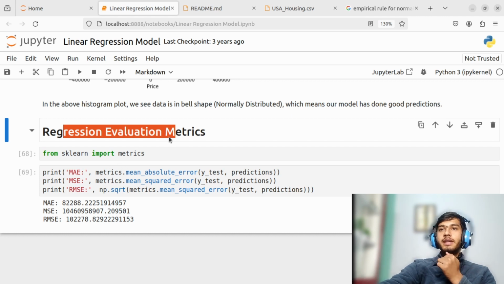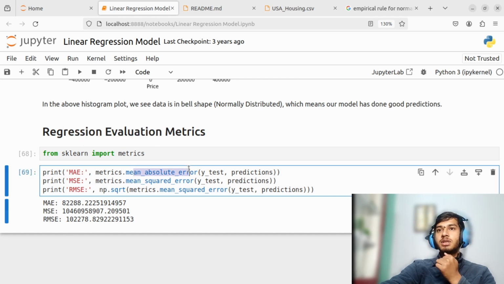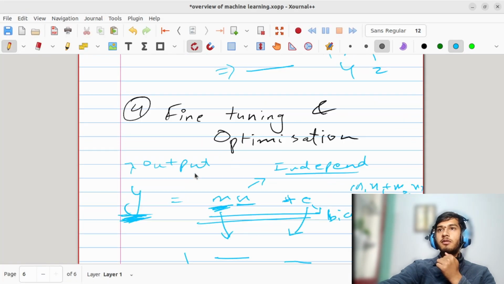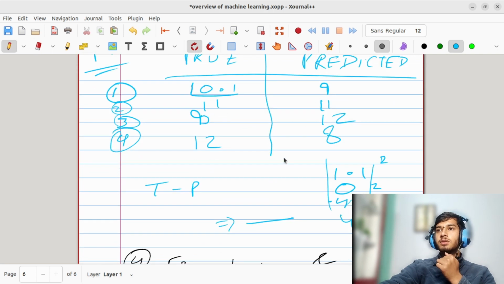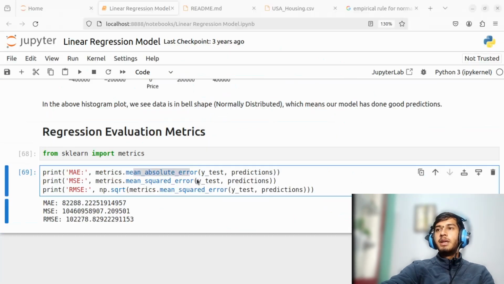So at the evaluation we are using the mean absolute error that I showed you how it works. Why we multiply the values: this is squaring the data and then finding the mean of it. So this is how it works. Squared error, absolute error.